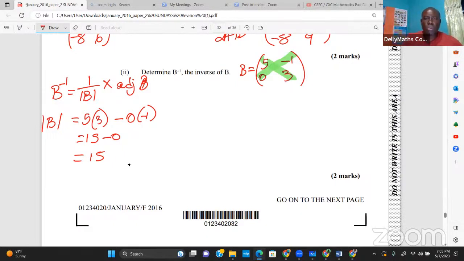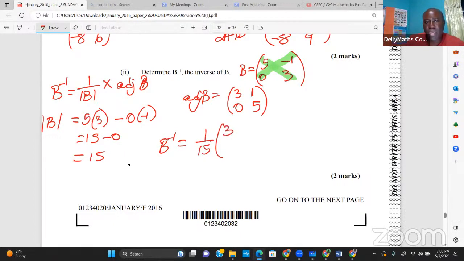Now, the adjoint. So let me write adjoint B for us. Adjoint B says switch the elements on the main. So the 3 will go where the 5 is, and the 5 will go where the 3 is. So you switch them and change the sign on the others. So that negative 1 becomes positive. So then this is the adjoint. So the inverse is actually 1 over 15 beside 3, 1, 0, 5.